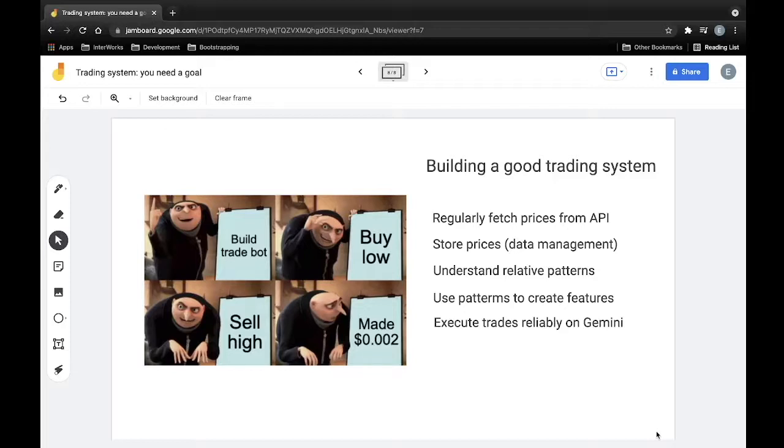Then I'm going to use those patterns. You can see here I'm really good at spelling. Let's fix that. We're going to use these patterns to create some features.